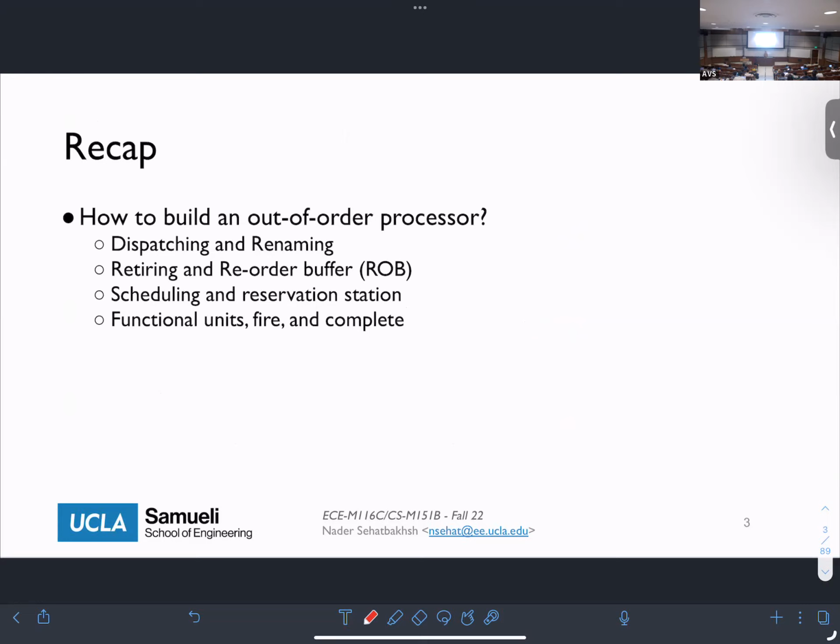We introduced the concept of reorder buffer and retiring, scheduling and reservation station, and we said that we are combining our ALU and memory into what we call a functional unit, and functional units could be multiple of the same kind, or different kinds. And the week prior, we introduced the notion of superscalar, where we essentially copied the pipeline or data path into multiple instances.